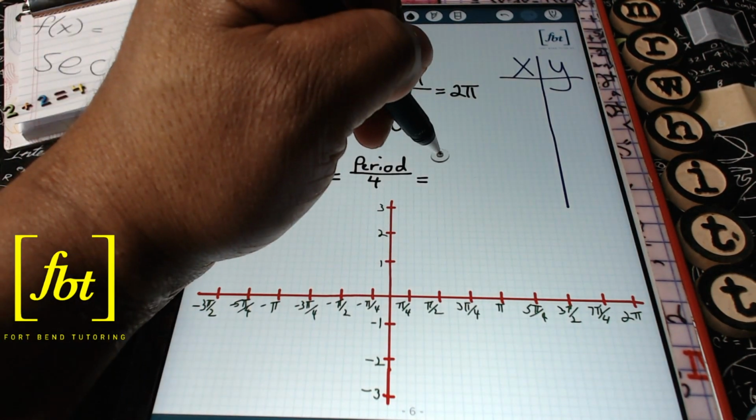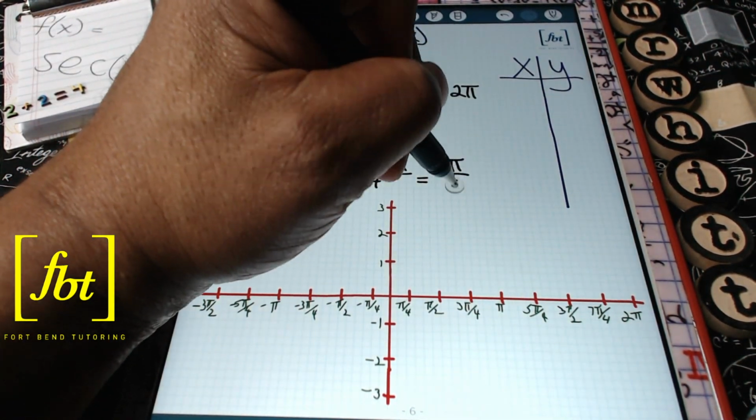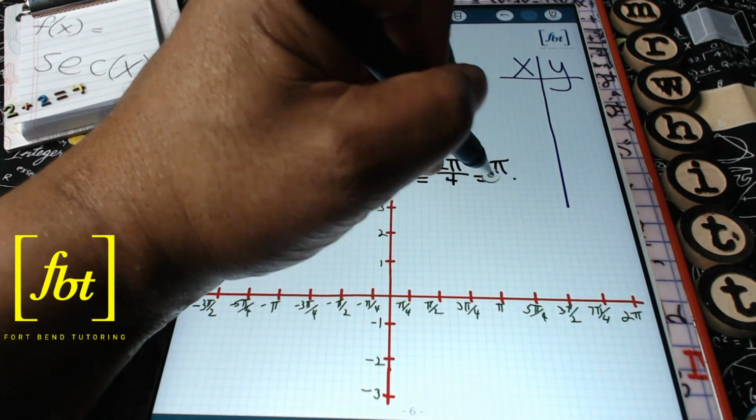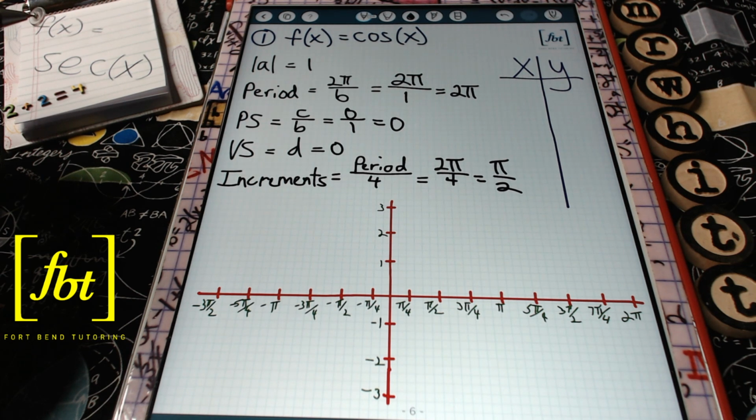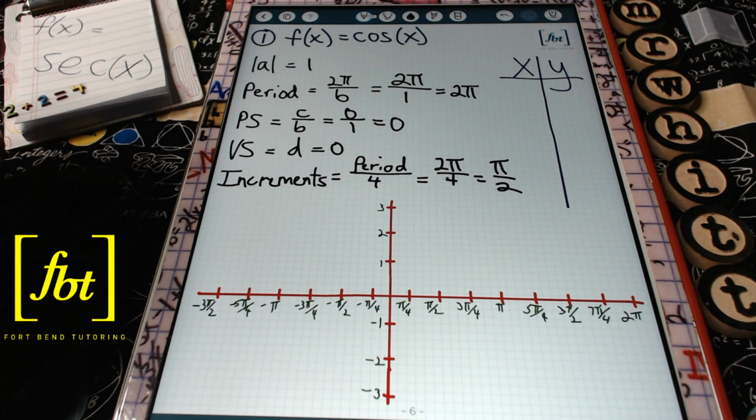Our period is 2 pi divided by 4, which simplifies to give you a result of pi over 2. And these are the initial values that we'll use in order to construct our secant function. So let's go ahead and red box it.